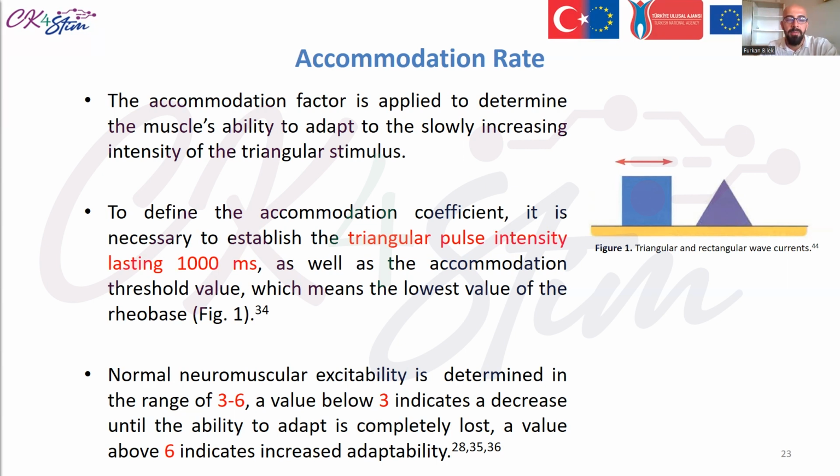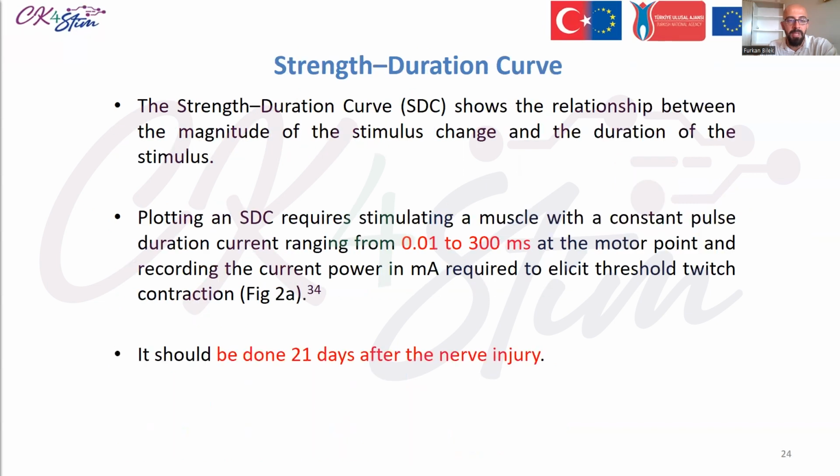Normal neuromuscular excitability is determined in the range of 3 to 6. A value below 3 indicates a decrease until the ability to adapt is completely lost. A value above 6 indicates increased adaptability.